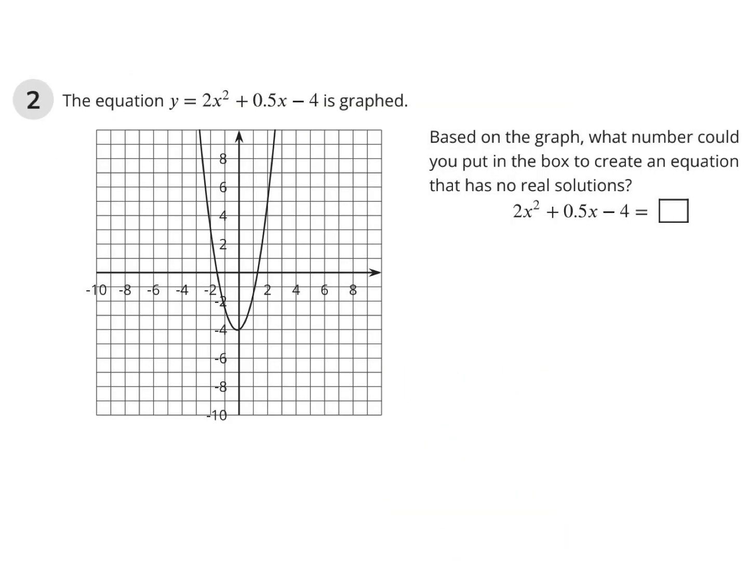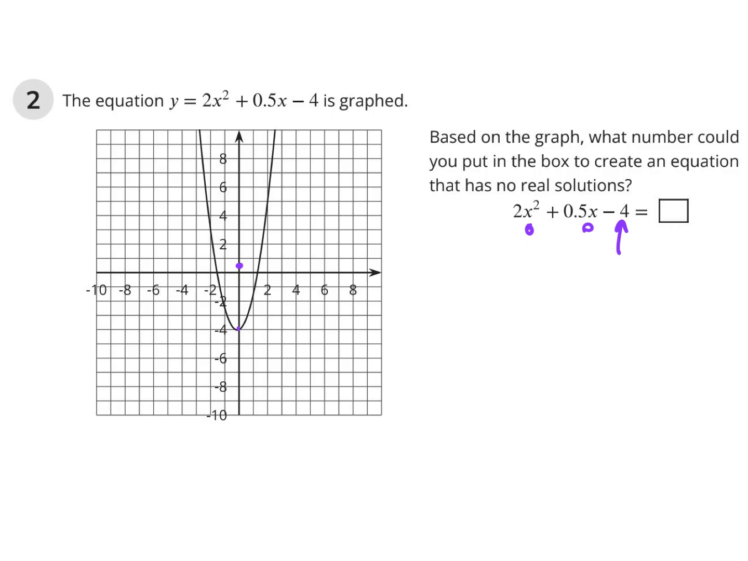Okay, this thing is graphed. Based on the graph, what number could you put in a box to create an equation that has no real solution? No real solutions. So because of the negative 4, all right, so basically, this negative 4, when x is 0, because we're on the y-axis, tells us we come down 4. So all we have to do is get this point above 0.